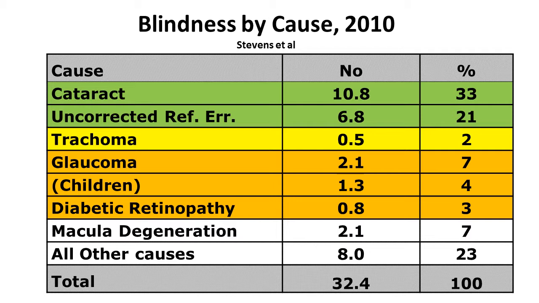And lastly, we have conditions where treatment is more difficult, macular degeneration and many other causes in white at the bottom.